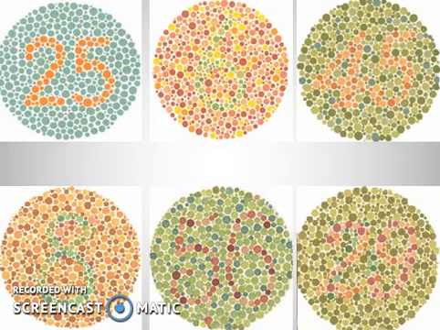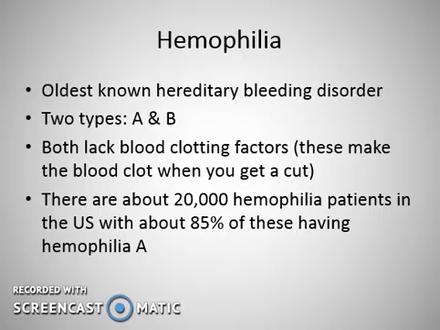So if you look at the top left diagram, you should clearly see the number 25. Then if you look at the others, you should see other numbers jump out at you. If you have trouble seeing any of those, that could indicate that you have color blindness or maybe some form of color blindness, and you should probably have your eyesight tested further by an optometrist.